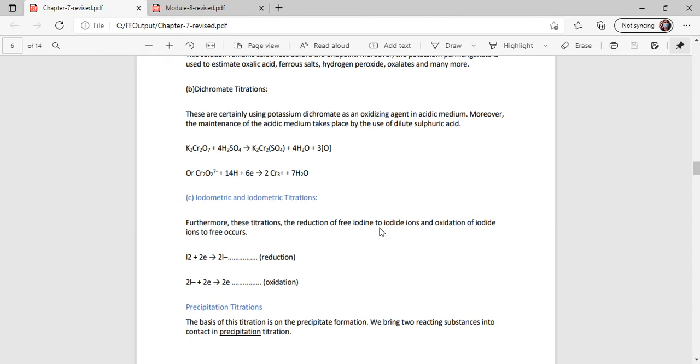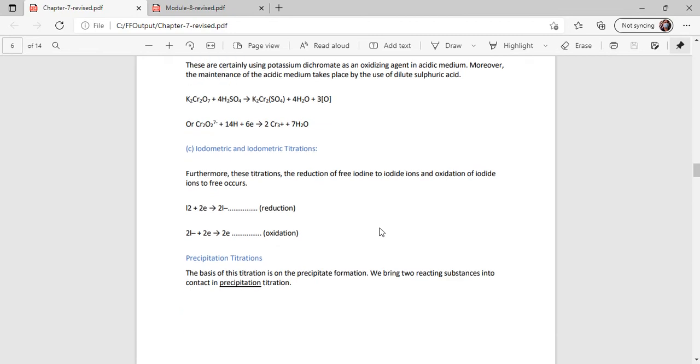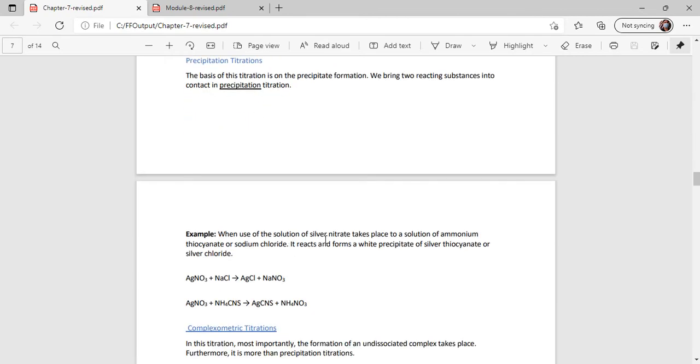Then you have your iodometric and iodimetric titrations. Furthermore, in these titrations, the reduction of free iodine to iodide ions and also the oxidation of iodide ions to free iodine occurs. You have your I2 and 2 electrons. This is reduction since you will be gaining electrons, meaning it becomes negatively charged. Then you have the 2 iodide ions with a negative sign, so you will lose two electrons. So it is oxidation.